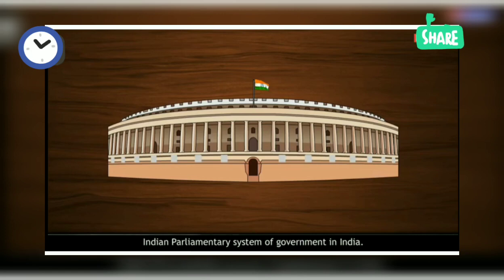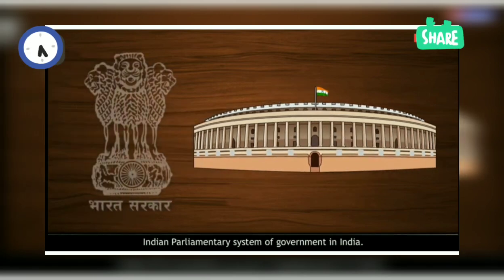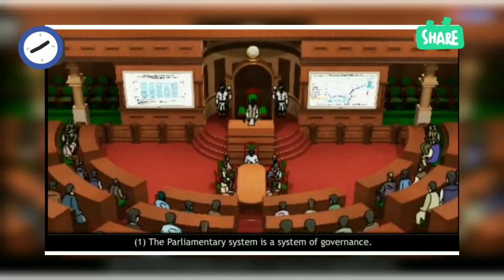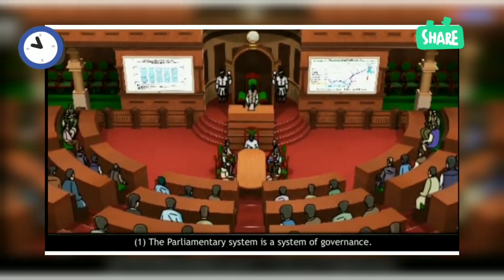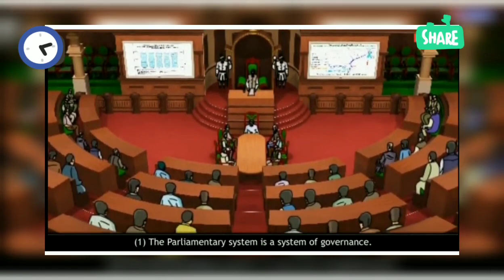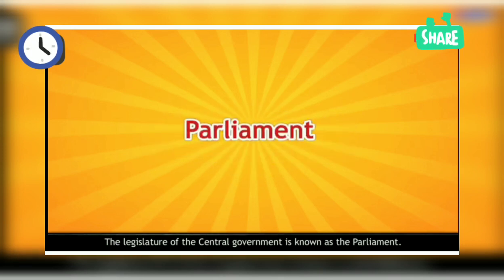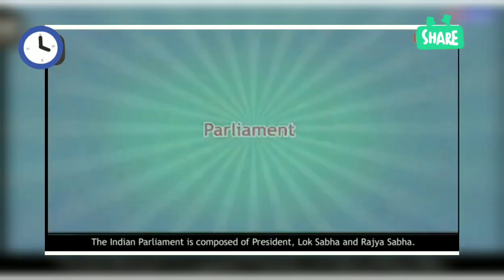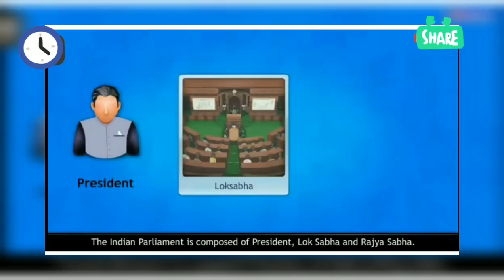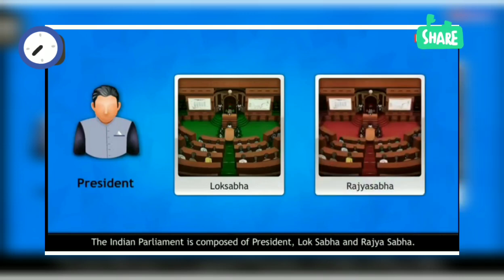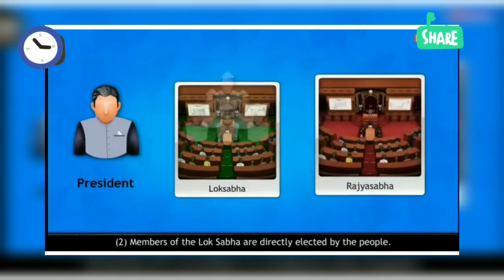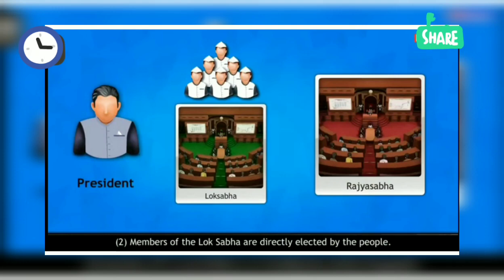The parliamentary system of India is a system of government made to govern the whole country. It has the legislature of the central government and state government. The central government has power over the whole country. The Indian Parliament is composed of the President, Lok Sabha and Rajya Sabha. We'll discuss in detail what these are, that is the President, Lok Sabha and Rajya Sabha.